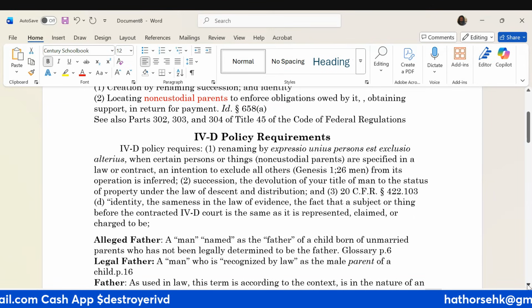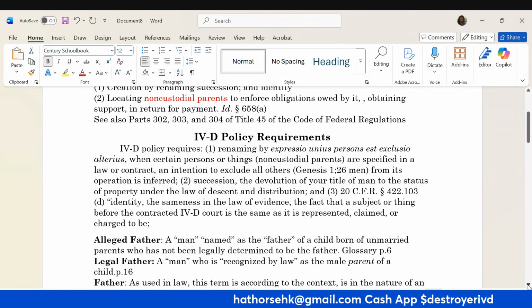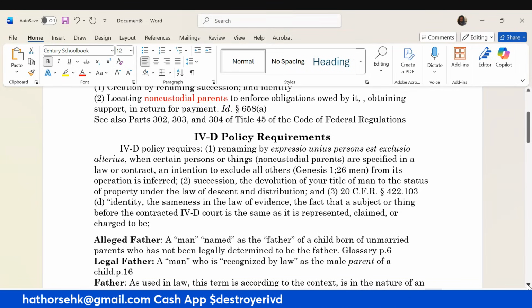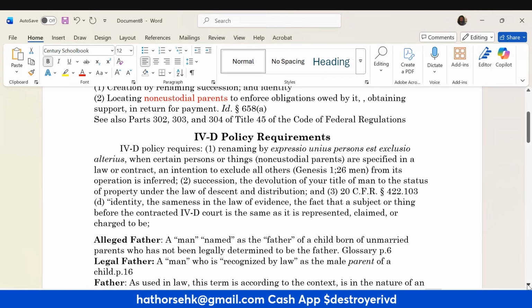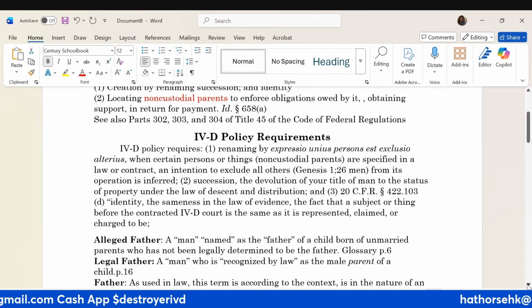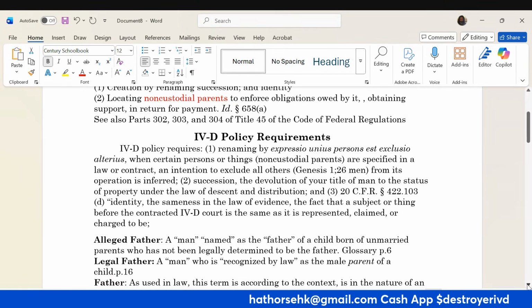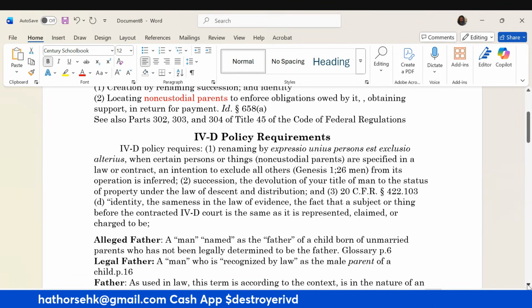So 4D policy requires what? Renaming. And this is done by expressio unius persons est exclusio alterius: when certain persons or things, which are non-custodial pay rents, are specified in a law or contract, an intention to exclude all others, Genesis 1:26 men, from its operation is inferred. Now, gentlemen, this works both ways. In Title 4D, it only mentions non-custodial pay rents. In the Constitution, it only mentions Genesis 1:26 men.